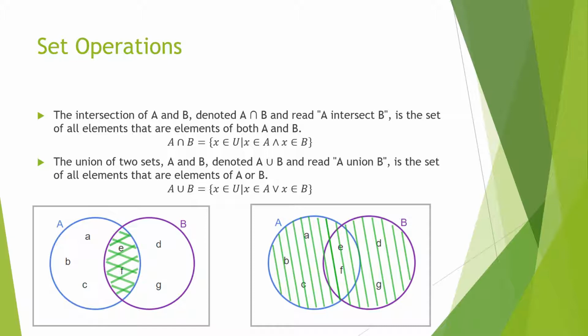If you want to find the union of A and B, then you have to say all elements that are either in A or B or both should be part of the union of A and B. So the union of A and B contains the letters A, B, C, D, E, F, and G.